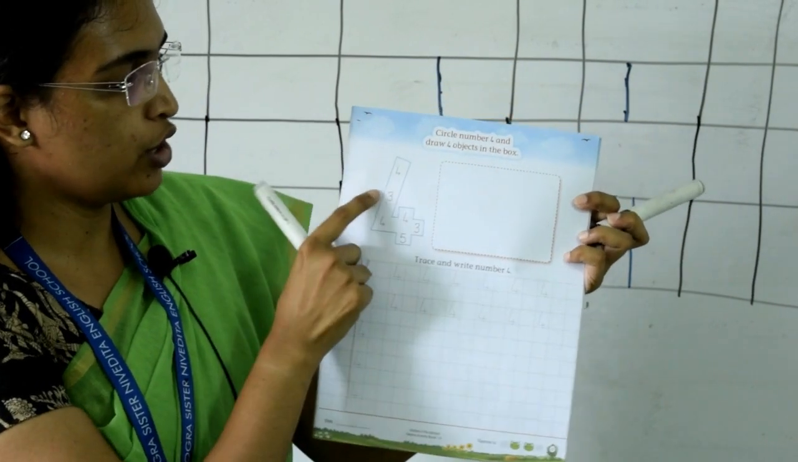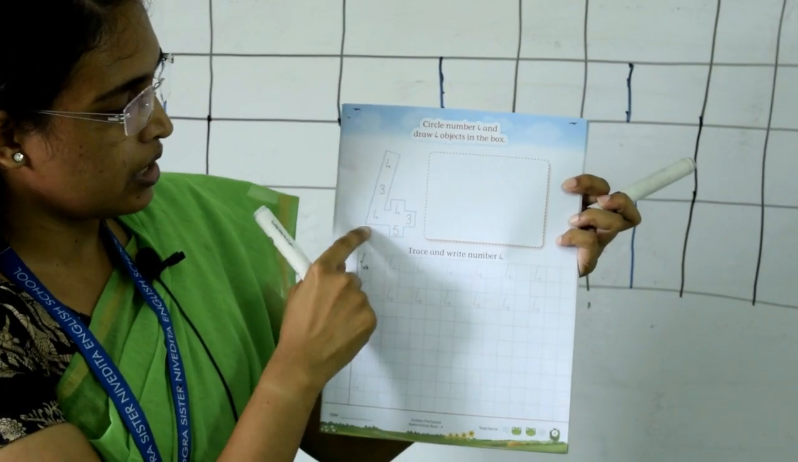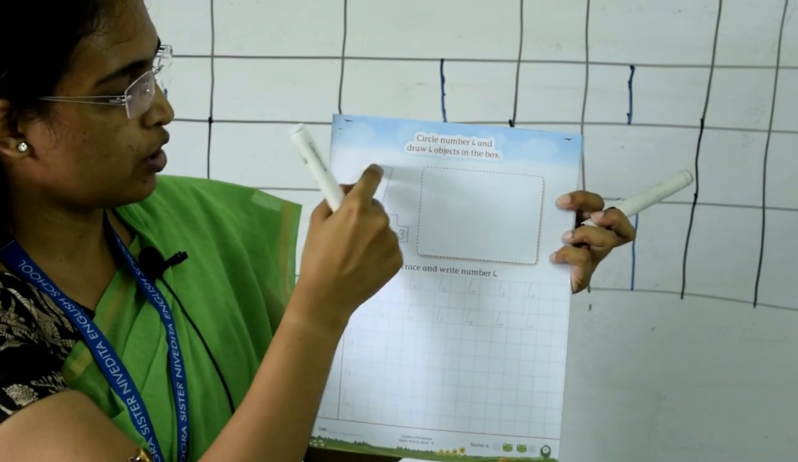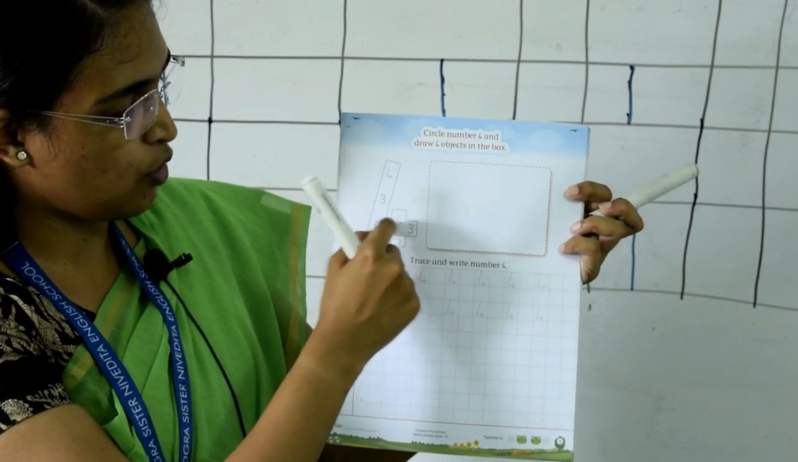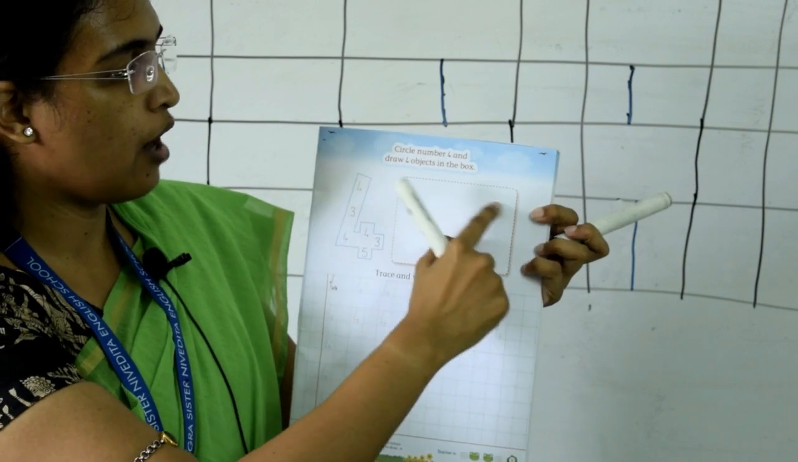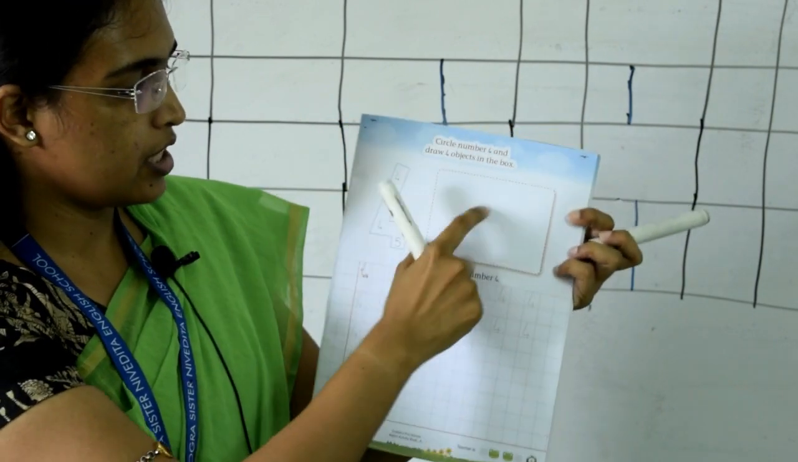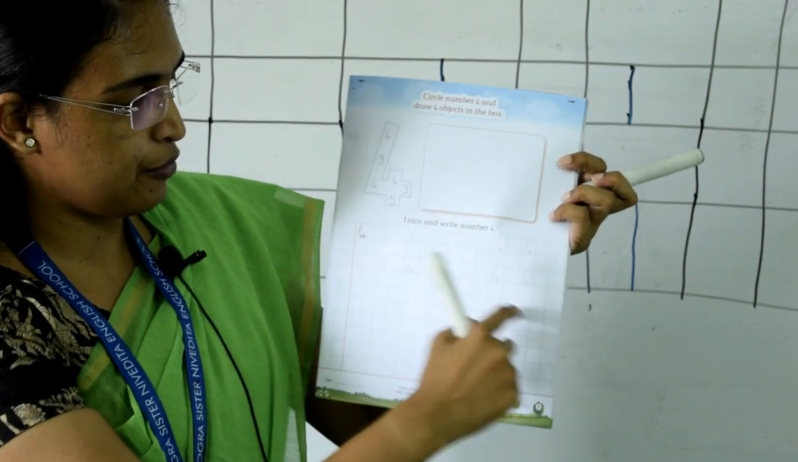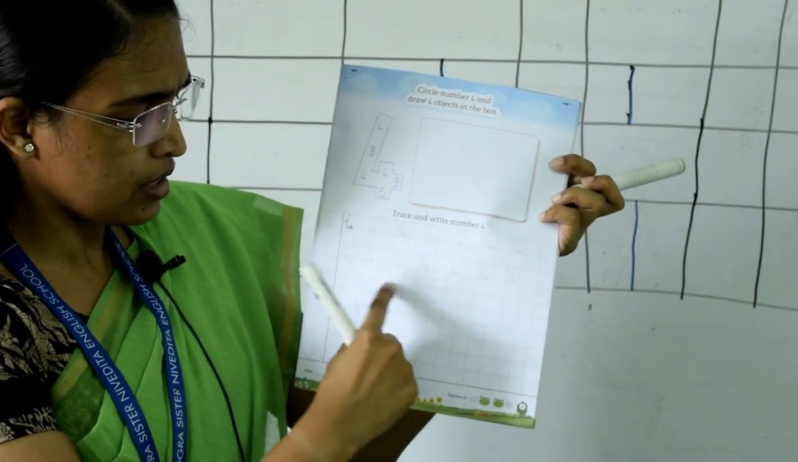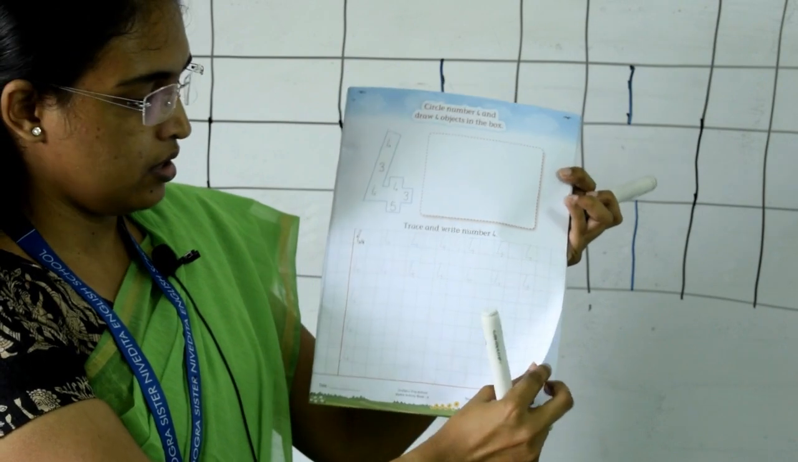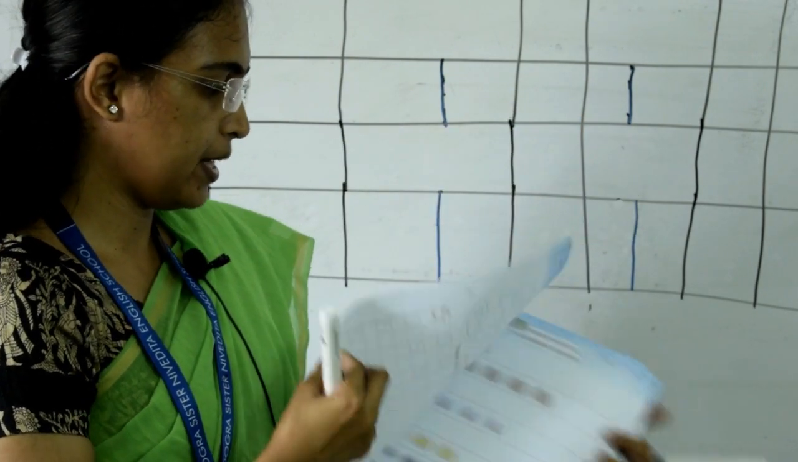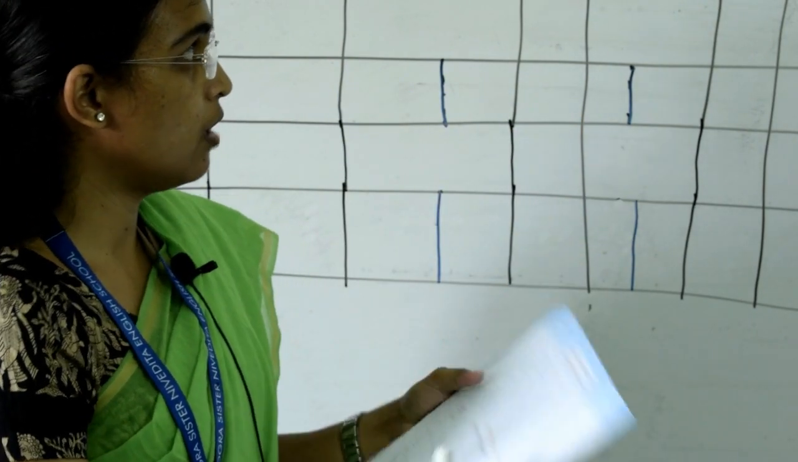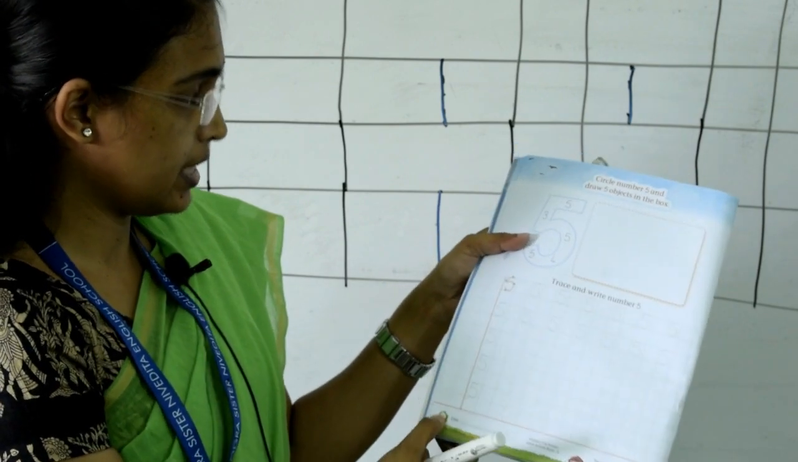Then turn the page and come to page number 9. Here also you have to circle which number? This is number 4, right? So you have to circle all the 4. Then you have to draw 4 objects in this box. Then you have to trace this number 4. Then write it by yourself. Then again turn the page. Come to page number 10.